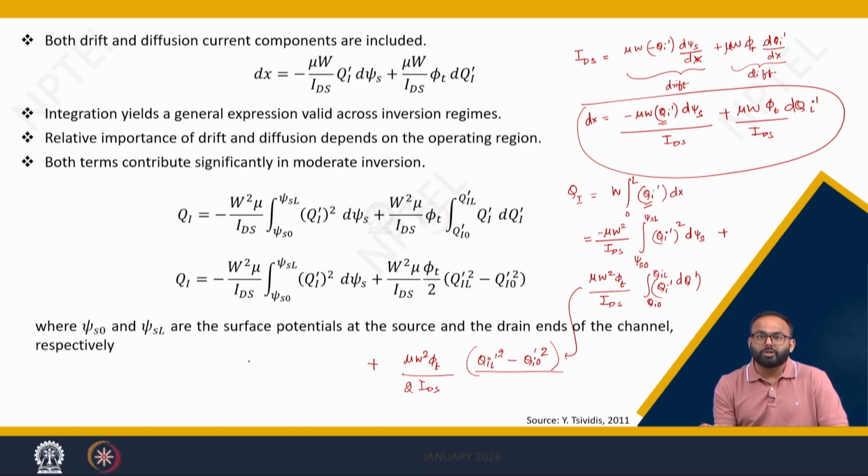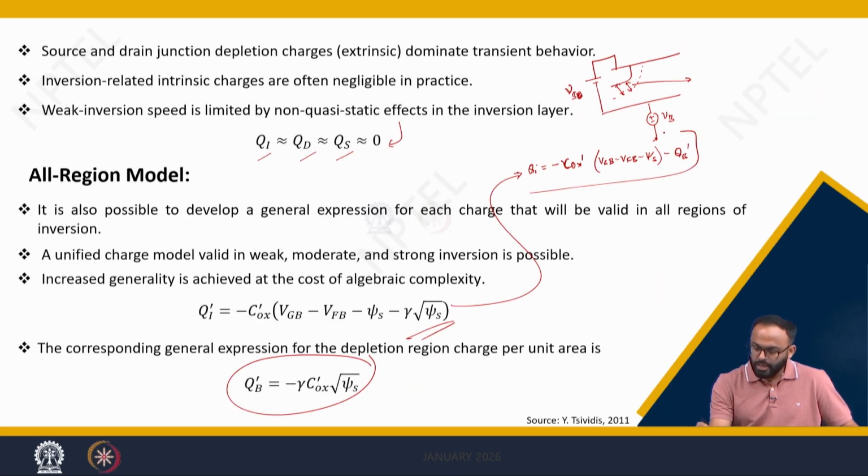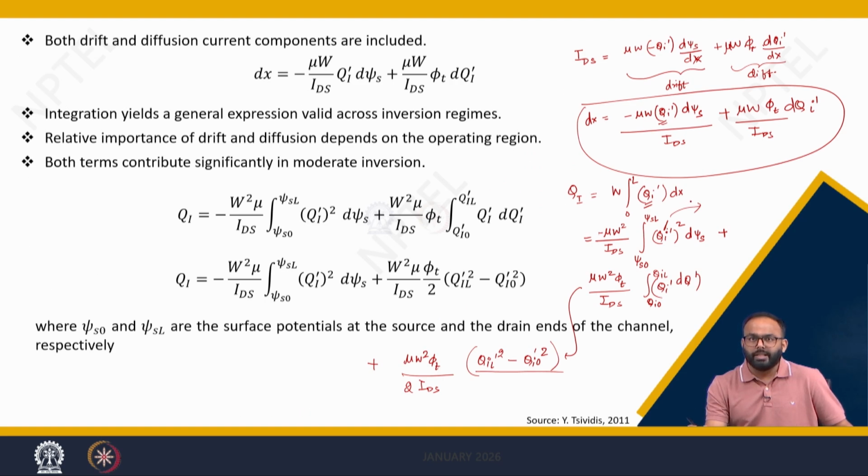For the first term solution, you need to put this Qi in terms of surface potential, which I just showed you, that in terms of surface potential you need to rewrite the Qi dash, put it here and solve the integration, which is, yes, it is complex because there is a square root term. So you need to solve to get the complete closed form equation. Now let's see. When you solve the second term, ultimately you are getting this term in the right hand side.